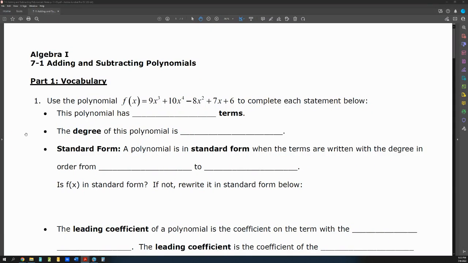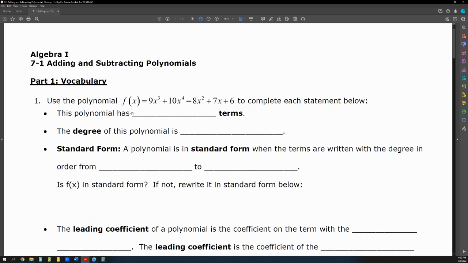Hi everyone. Today we will be completing our notes on adding and subtracting polynomials. I want to start off with just some important vocabulary. Number one, we're going to use the polynomial f of x is equal to 9x cubed plus 10x to the fourth minus 8x squared plus 7x plus 6. And we're going to use this polynomial to complete each statement.